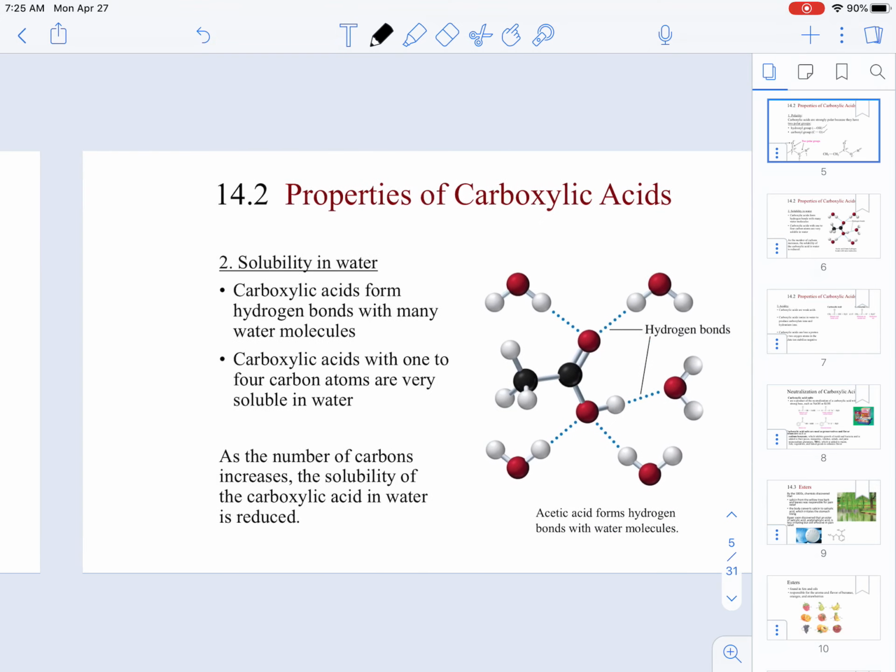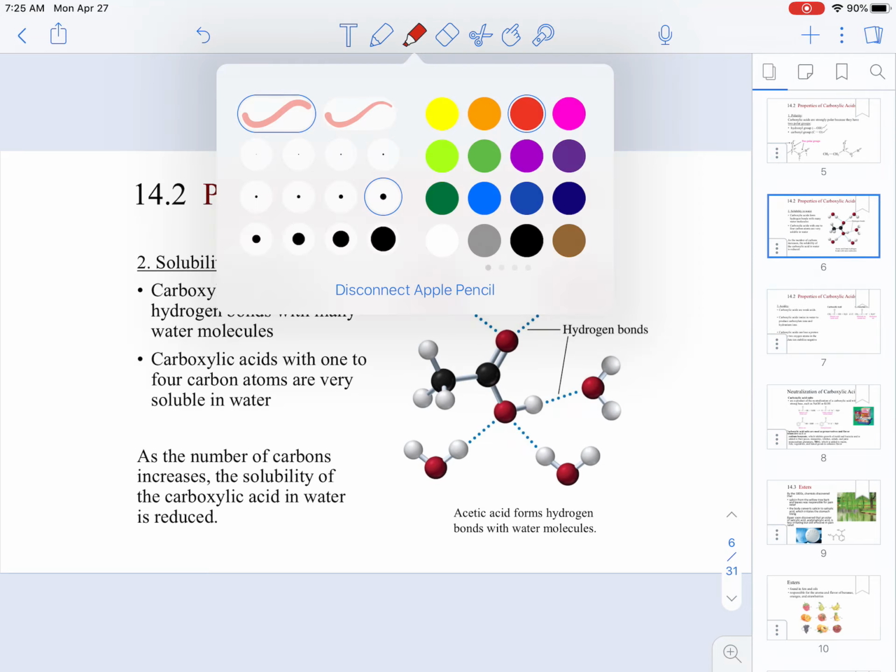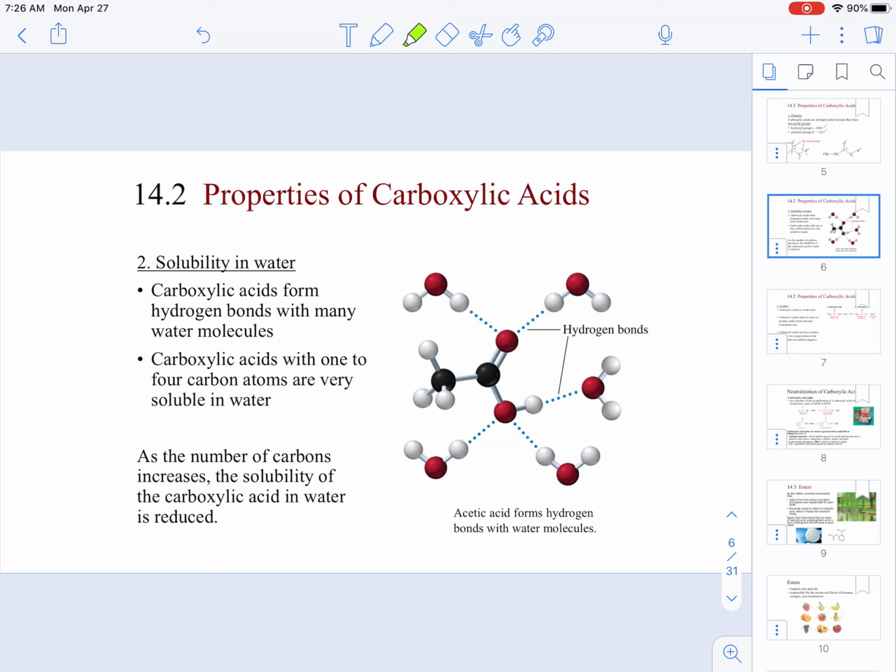So when we look at the solubility of this functional group in water, remember that because this structure, and I'm just going to highlight the atoms in neon green, because this functional group contains a carbon atom that is highlighted in green with a double bond to oxygen.